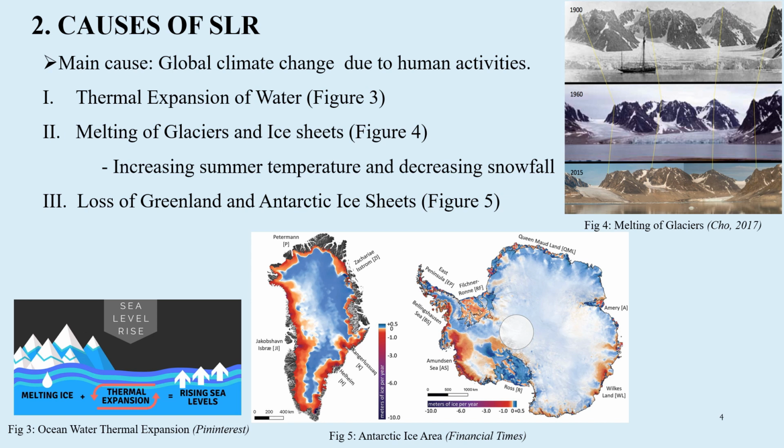the sea level rise. And the third cause can be considered as loss of ice sheets in Greenland and Antarctica. Similar to the mountain glacier ice melting, due to global warming, the Greenland and Antarctic ice area is also decreasing every year, which is resulting in increased runoff and ocean water level rise.